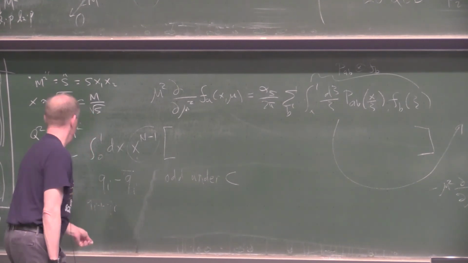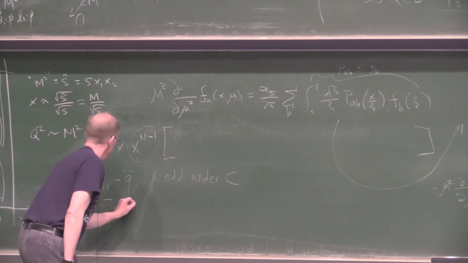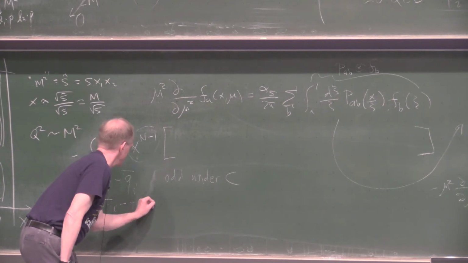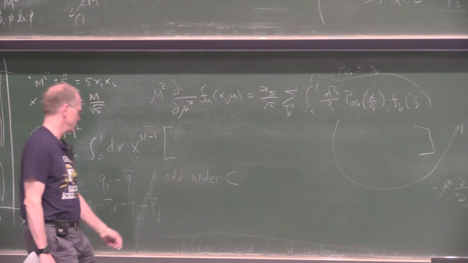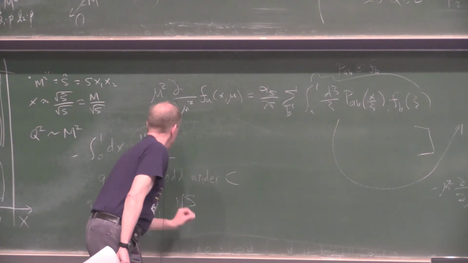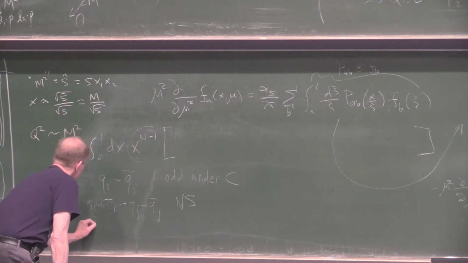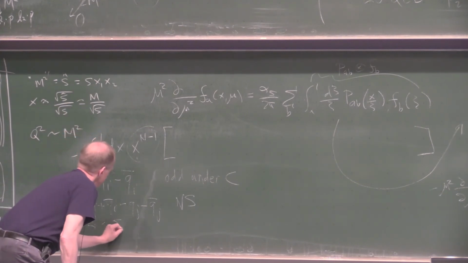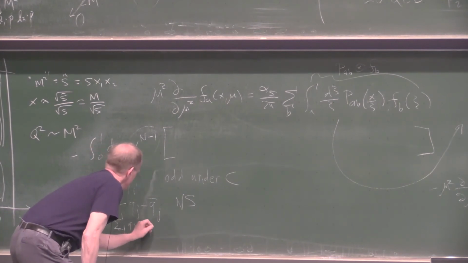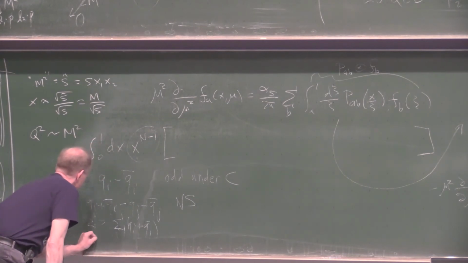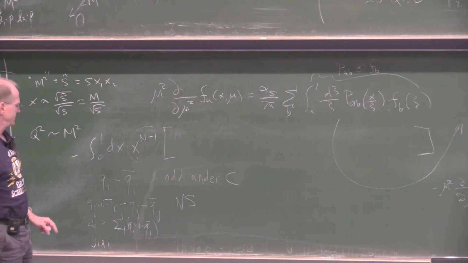You also have qi plus qi bar, which is even, but you can subtract off another flavor. And then you can make it non-singlet under flavors. So this is called the non-singlet distribution. And then there's the singlet distribution, sigma, which is the sum over i of qi plus qi bar. And that's the only one that you can't completely separate from the gluon distribution.